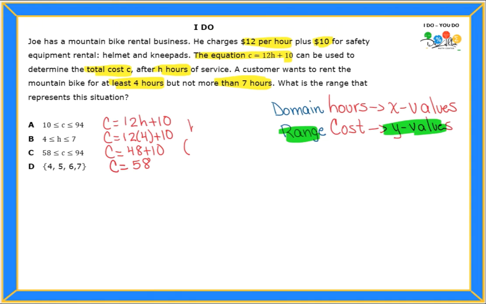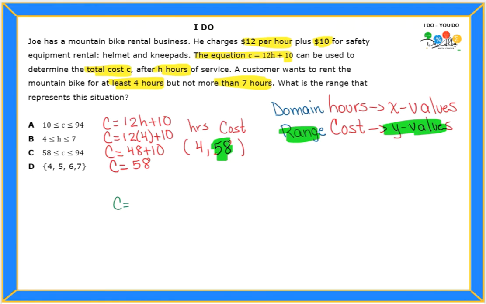So I'm going to write it down as an ordered pair. This means hours, which is 4 hours, and this is the cost, which is $58. And of course, I'm looking for the Y values, right? Which is 58. Okay, let's move on to the next one.